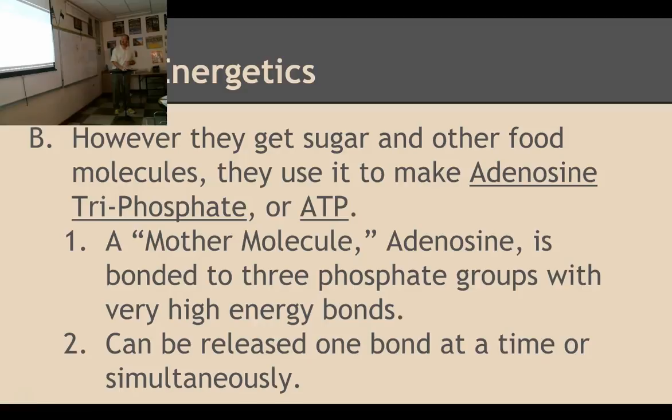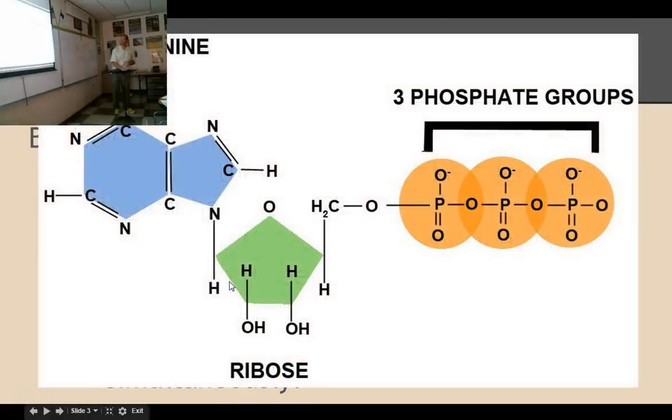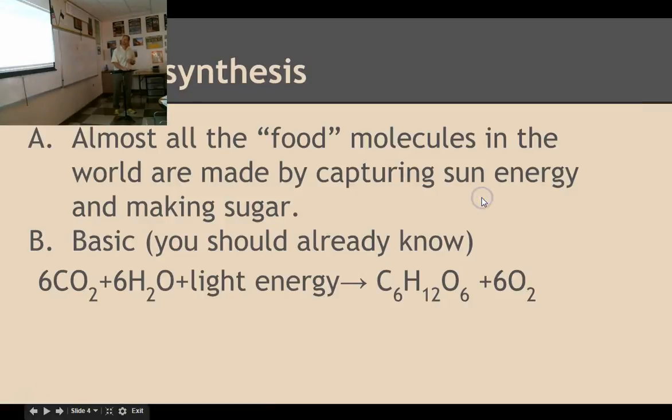Okay, so I think I have a picture of this molecule for you. Yes, I do. This is adenosine. It's adenine and a ribose group stuck together. So this together would be adenosine. And then you have 3 phosphate groups hanging off of the side of the sugar. And each bond here between the phosphate groups represents a lot of usable energy. So when they break that bond, it releases the energy. Okay? There you go.